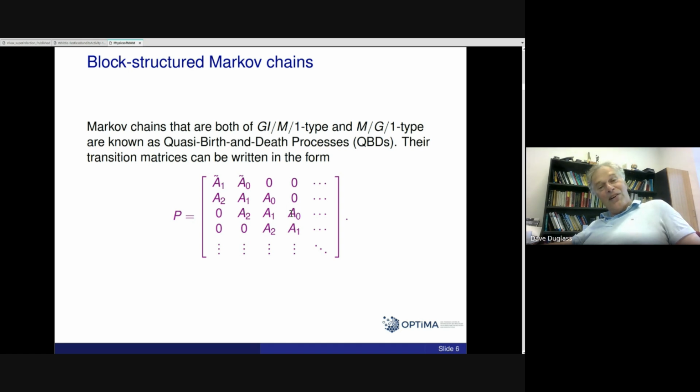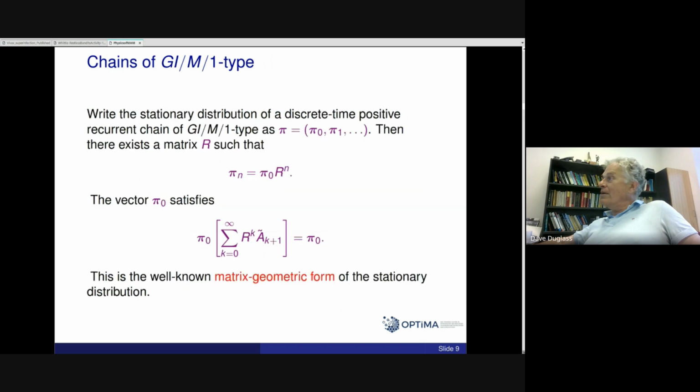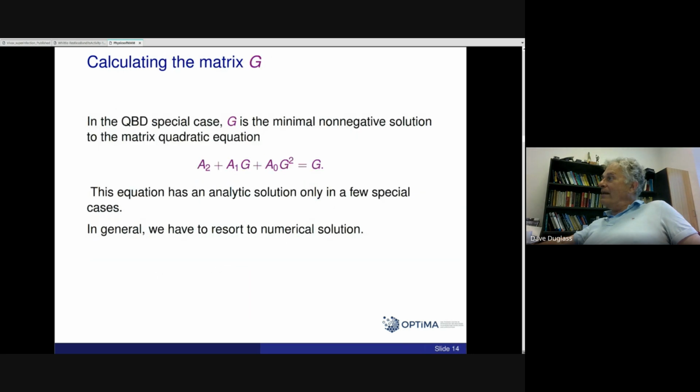A piece of advice I got from Marcel Neuts a long time ago is that you should never assume an off-diagonal block in a block-structured Markov chain is invertible, because in most models it's not. The diagonal matrices A1 are always invertible because of irreducibility considerations. It's tempting to think that A naught is invertible, and if it is, you can solve your matrix quadratic equation quite easily because you just multiply by A naught inverse.